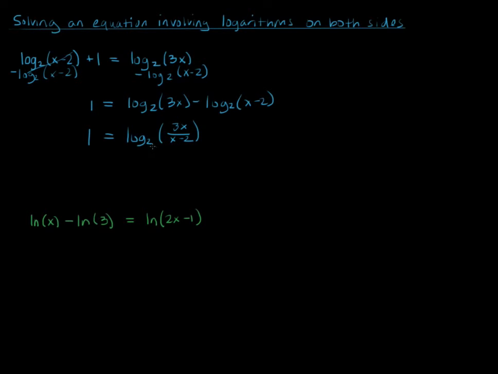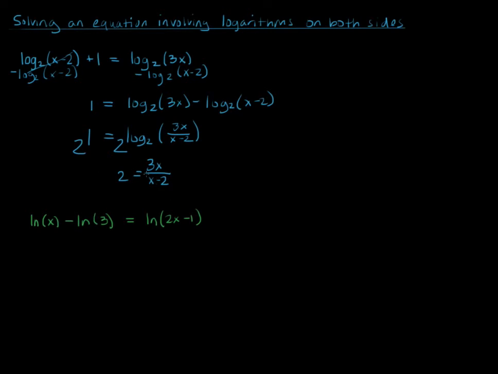Okay, now we have a single logarithm over here, so we can get rid of it by doing the inverse function. The inverse function of log base 2 is 2 to a power. So we can take 2 and raise it to both sides. You can do 2 to this side equals 2 to this side. These are inverse functions, so they undo each other, which means we're just left with the original input, which is 3x over x minus 2. And on this side, we just have 2 to the first power, which is 2.